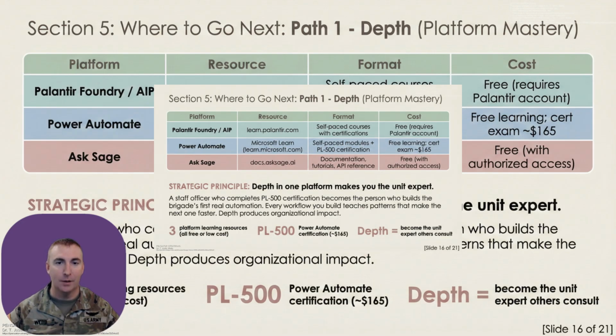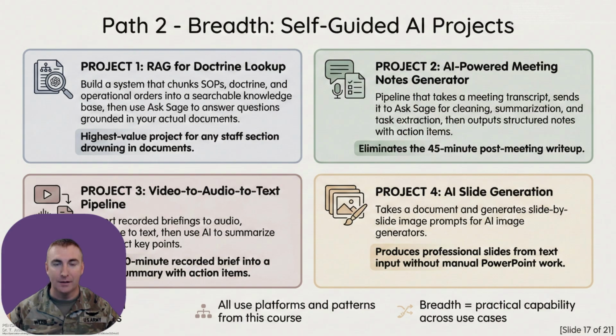But depth is not the only path. Path 2 is breadth. 4 projects you can build right now. RAG for doctrine lookup. Chunk your SOPs into a searchable knowledge base and answer questions grounded in your actual documents. AI meeting notes. Take a transcript, clean it, extract tasks, eliminate the 45-minute post-meeting write-up. Video to text pipeline. Turn a 60-minute recorded brief into a 2-page summary. AI slide generation. Turn a document into professional presentation slides without touching PowerPoint. Each one uses the platforms and patterns from this course.